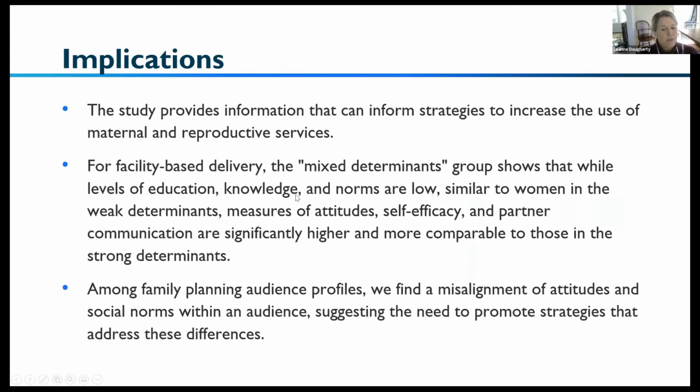So this is an example of how we generated a more nuanced reflection of audience profiles for maternal and reproductive health programs. This information can be used to inform strategies to increase use of maternal and reproductive health services. As we saw with the facility-based delivery, the mixed determinants group shows that the audience may be primed for behavior change if programs take a focus on social norms. And while not shown here, we also found misalignment in attitudes and social norms related to family planning, suggesting a need to promote strategies that address these differences as well. Thank you.